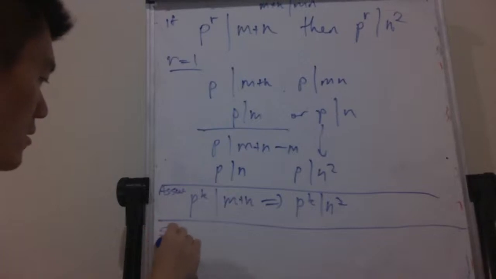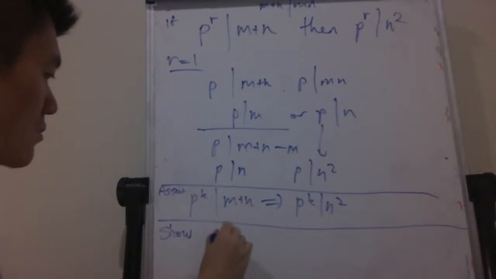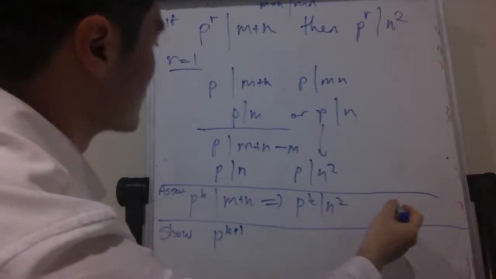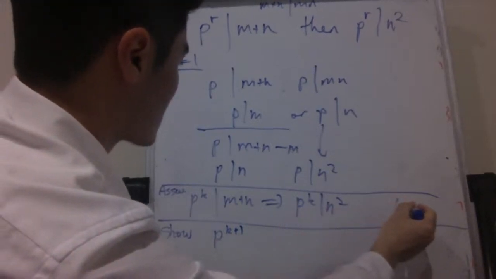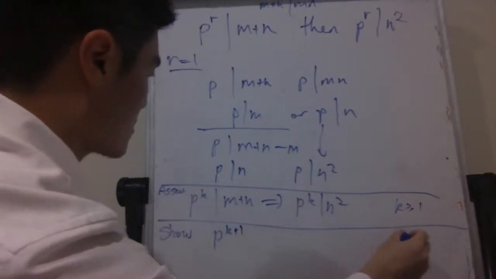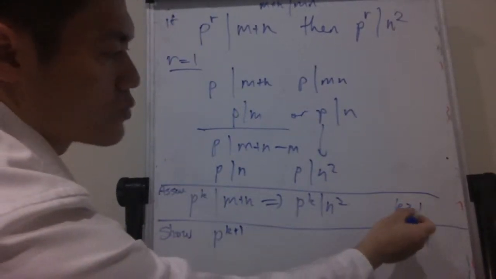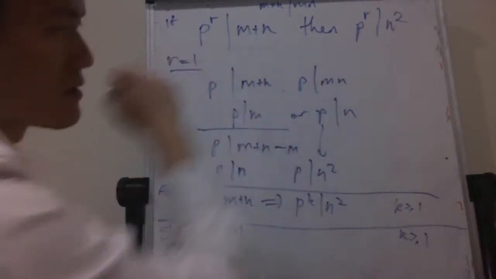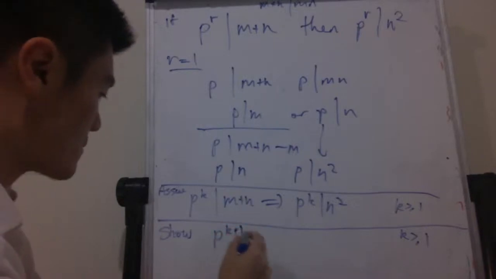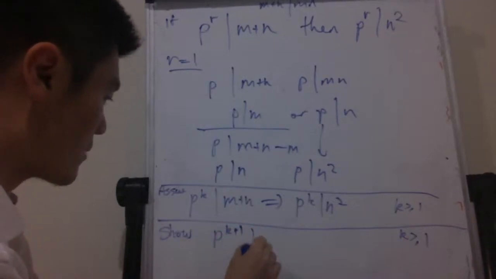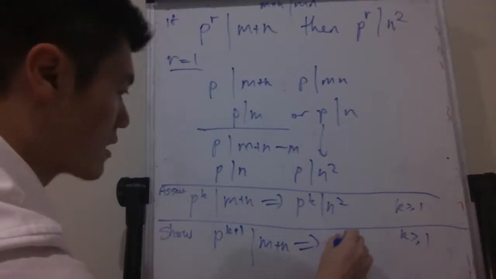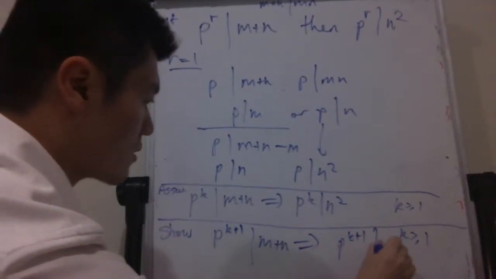Then you have to show p to the k plus one. And we have to say, well, we don't have to say it, but maybe k is greater than or equal to 1, yeah? K is whatever values your base case applies to, right? So 1 is the lower bound, so you say greater than or equal to 1. And you have to show that p to the k plus 1 dividing m plus n implies that p to the k plus 1 divides n squared, yeah?